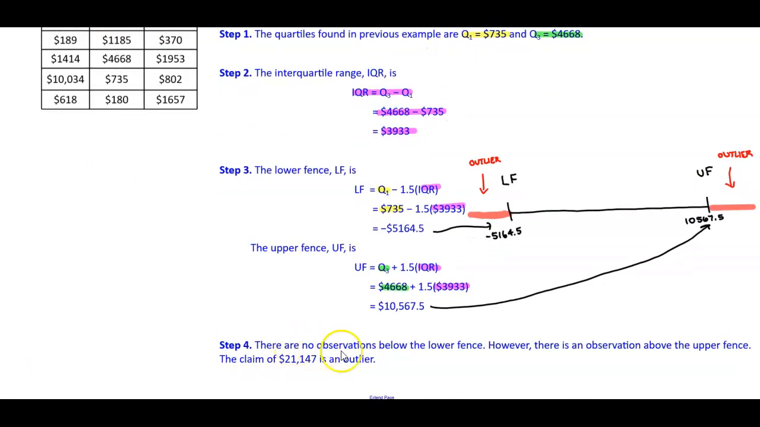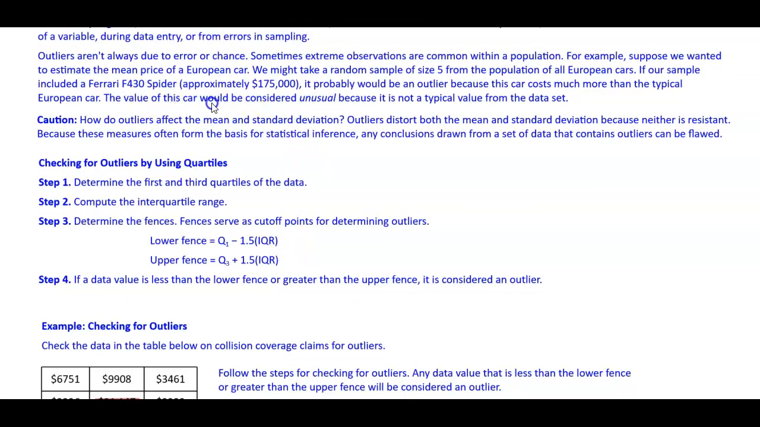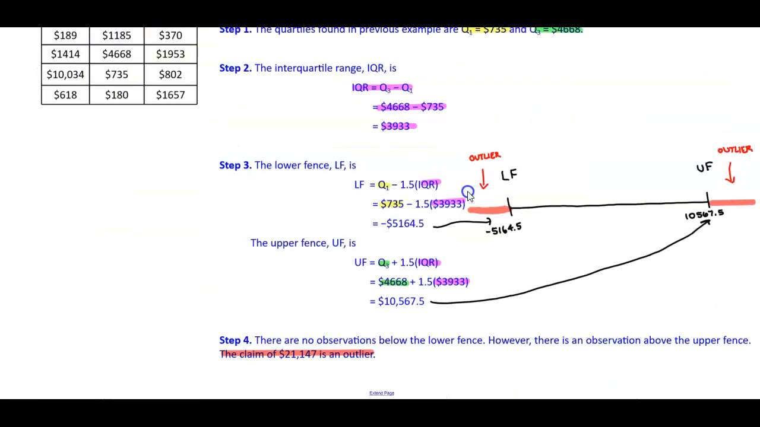So there are no observations below the lower fence. However, there is an observation above the upper fence, and we can say that the claim of 21,147 is an outlier. And in this case, we would go back up here, where we said that the value of this car would be considered unusual because it is not a typical value from the data set. So we also need to say that this represents an outlier, but it also represents an unusual amount. So it's also considered unusual.